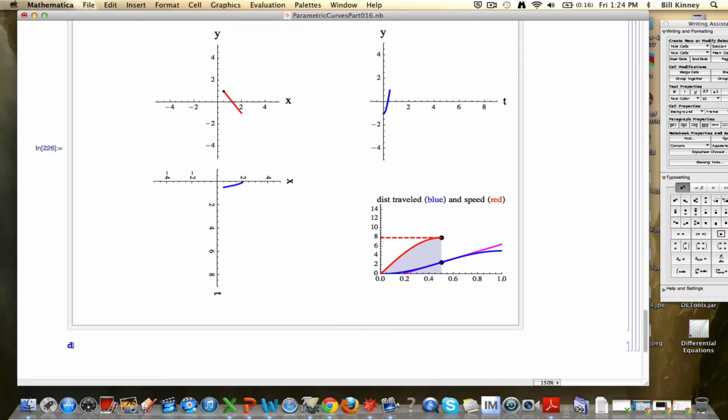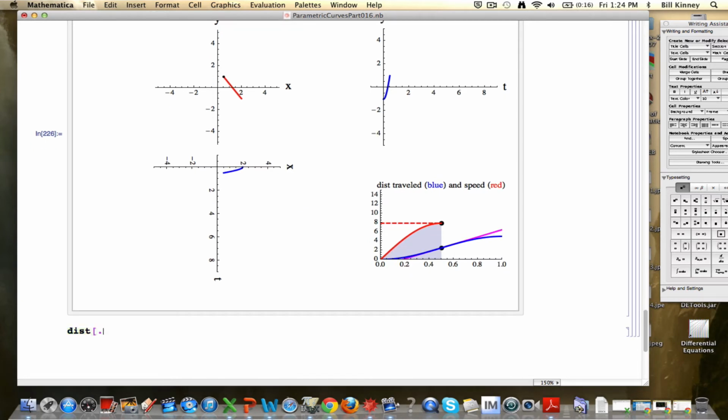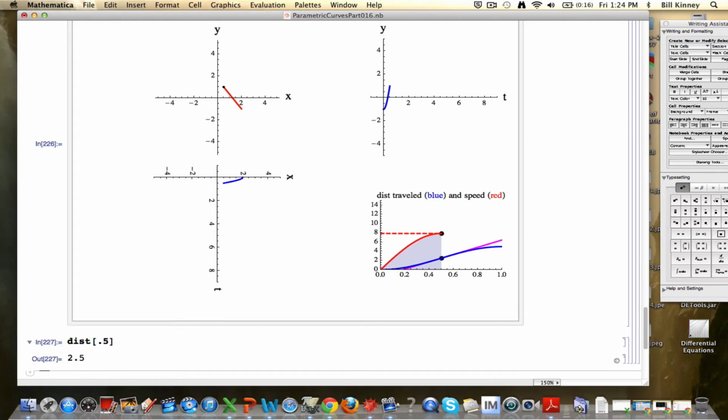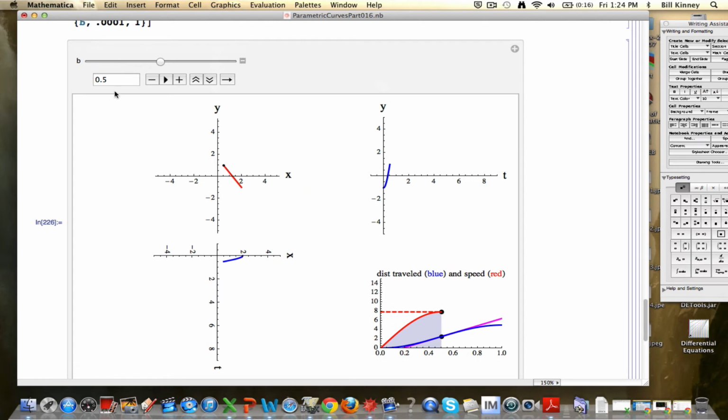What's the value of the distance function at time equals 0.5? It is, in fact, 2.5. Let's try it at another moment in time. Let's try t equals 0.2.